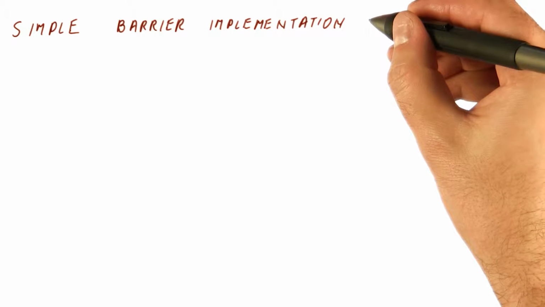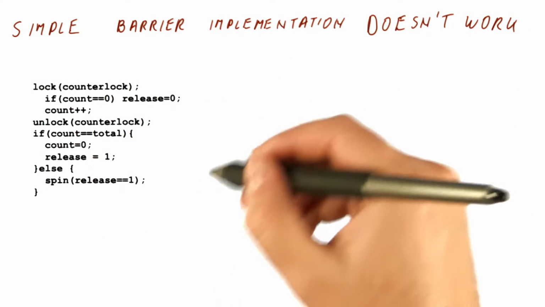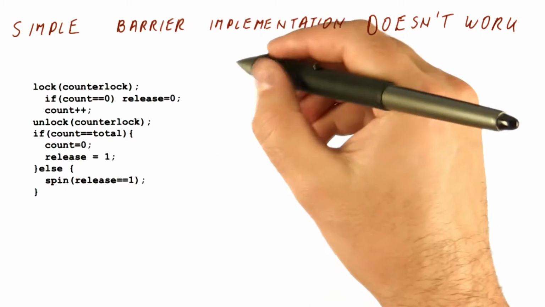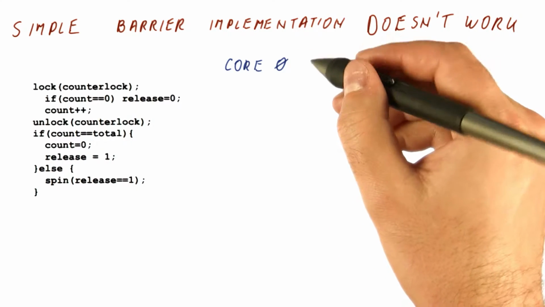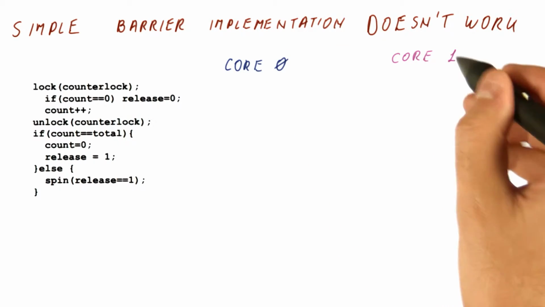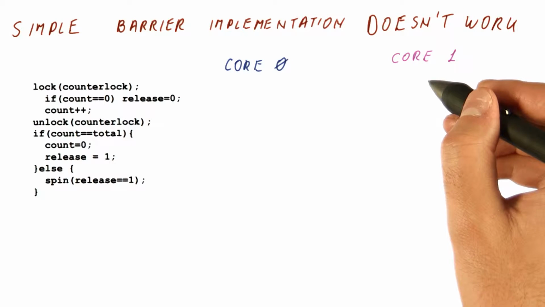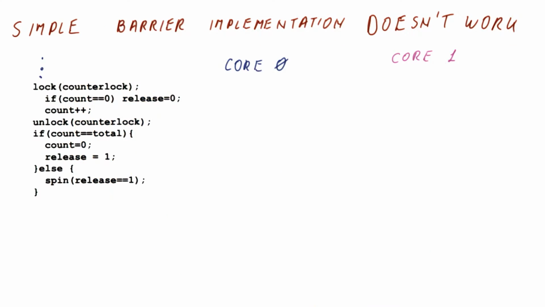So the simple barrier operation doesn't work entirely, and we look now at why it doesn't work. Let's consider only two cores. Core 0, which we will show in blue color what it's doing, and core 1, which we will show in this color what it's doing. What they're both doing initially is doing something before they arrive to the barrier.